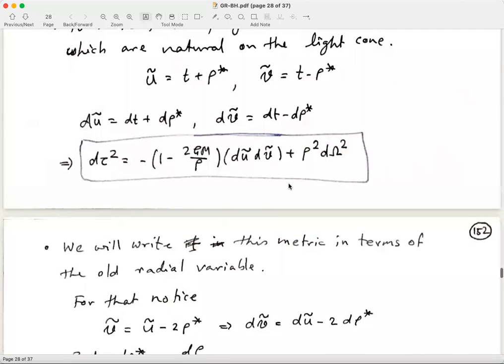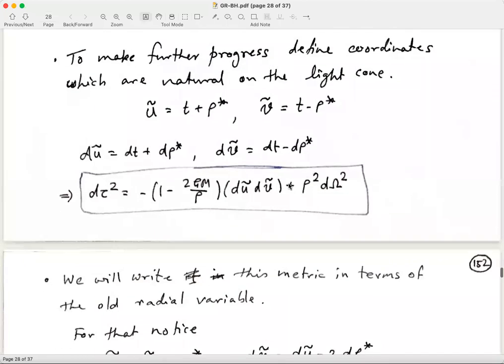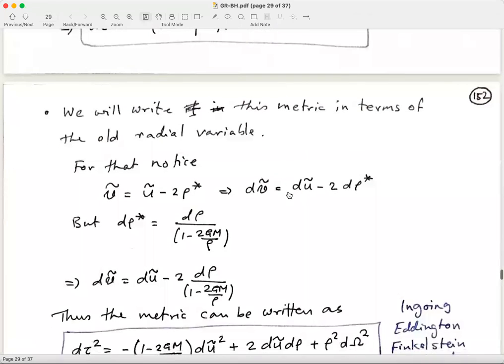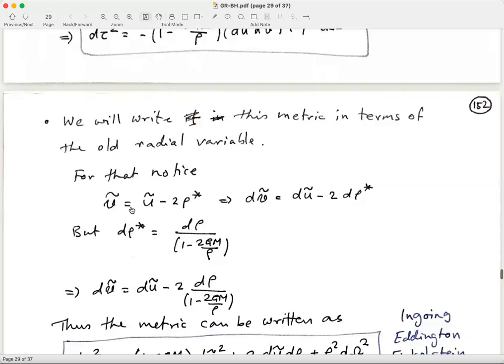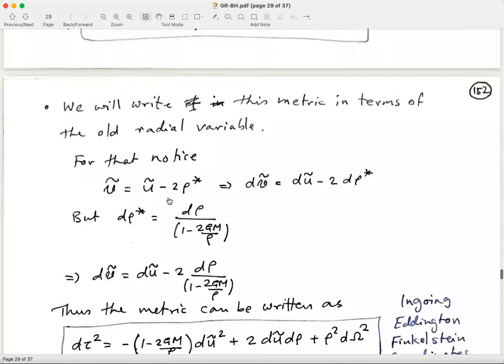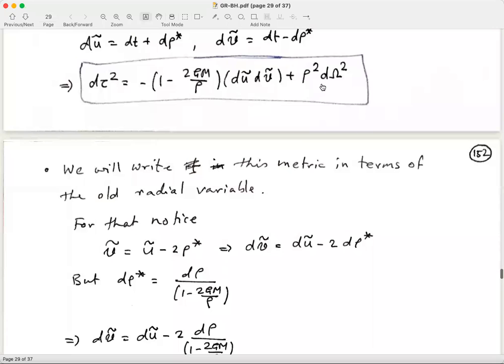Fine. So what we will try to do is use new coordinates which are suitable for describing certain specific behavior of the system. For example, you may be interested in looking at an infalling observer's frame, or you may be interested in an outgoing observer's frame. It is possible to do that by choosing the coordinate system in a specific fashion. So, for example, if you look at the u tilde, v tilde coordinate system and try to write that metric in terms of, say, u tilde and rho star, instead of u tilde and v tilde coordinates, which is already written out here.